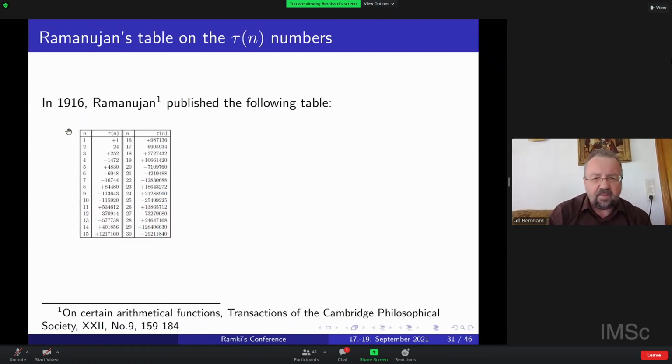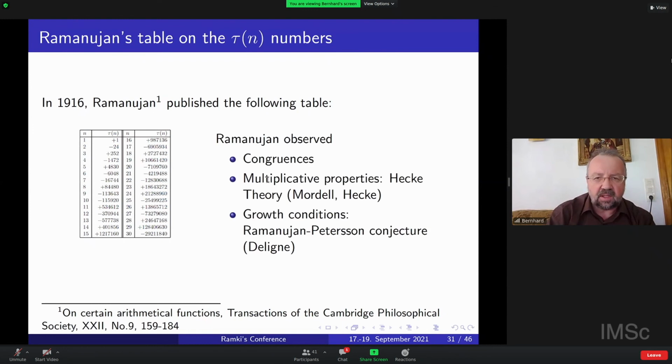Now to end my talk, going back to the Ramanujan tau function, in this famous table in this paper in 1916, you can also find it in the book of Murty on the legacy of Ramanujan. You have here the first 30 coefficients, and it's well known. This led to Hecke theory, Galois representations, and so on.